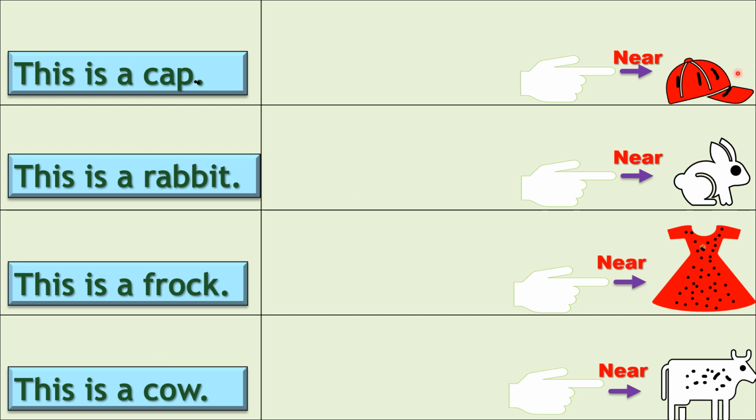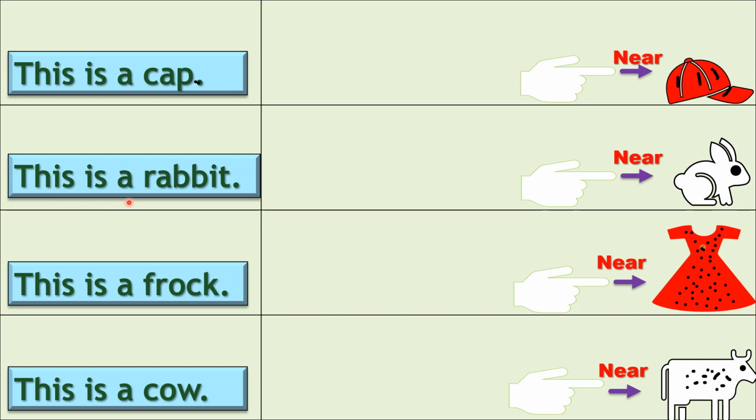Here, cap is near. We will use this. This is a cap. Rabbit is near. We will use this. This is a rabbit.